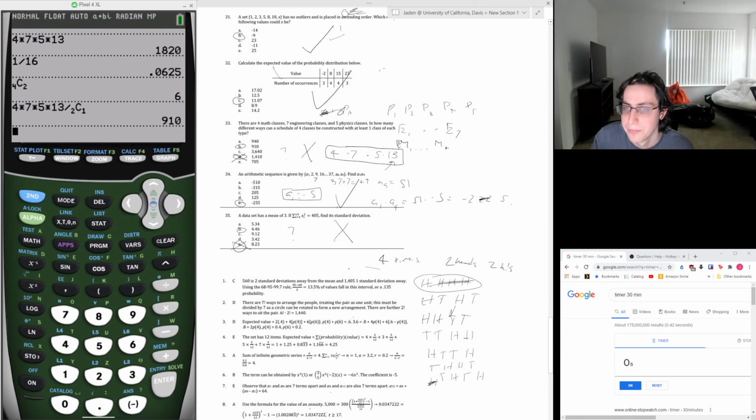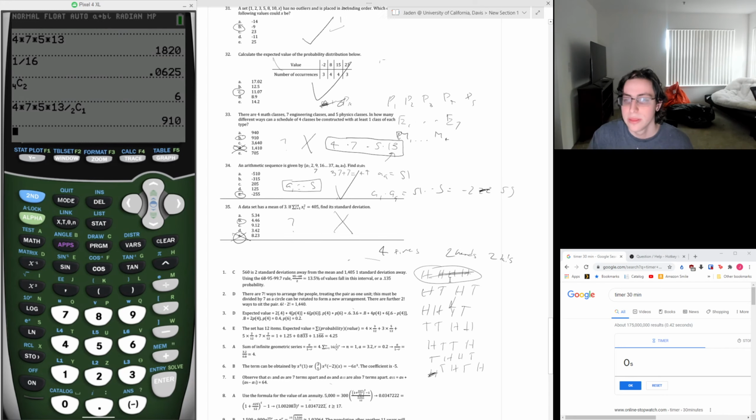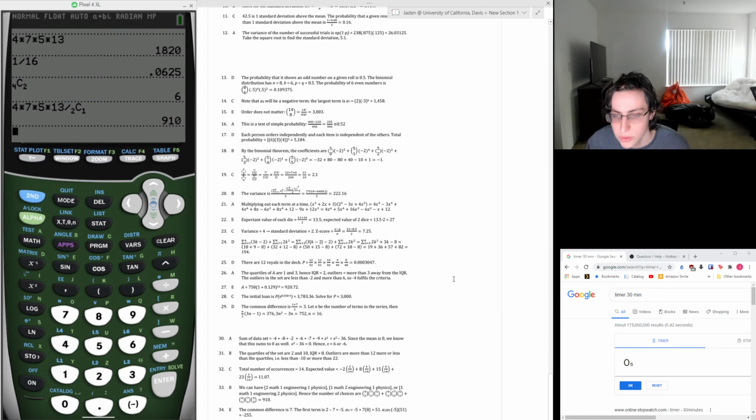Whatever. Yeah. And 35. This is another kind of specific one with a specific formula. From the formula for variance. Let me see.